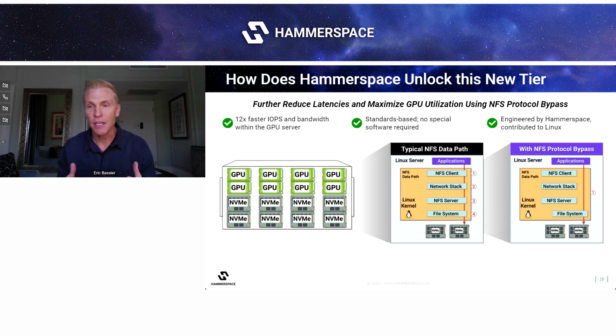As the name implies, and as this shows here, NFS protocol bypass is a new handshake that basically says when the client and the server know that they are co-located on that GPU server, it creates a shortcut that bypasses these layers of the NFS stack inside the kernel so that you can go directly to the underlying storage. And this has the effect of further reducing latencies and increasing IOPS and bandwidth by about 12x inside that server.